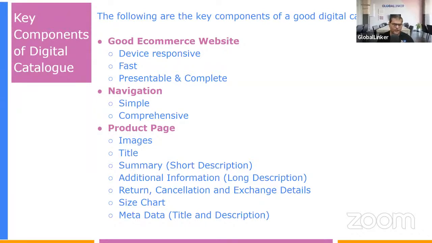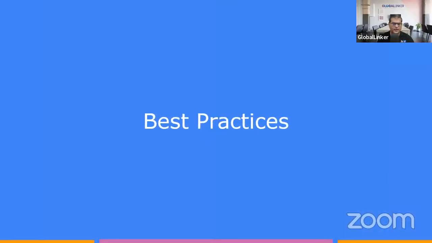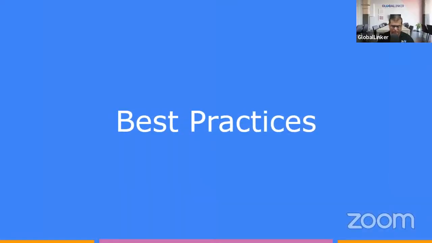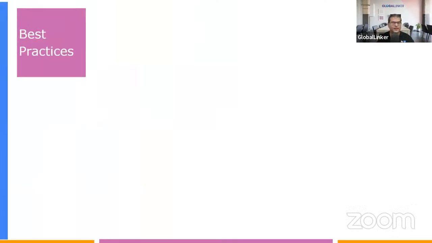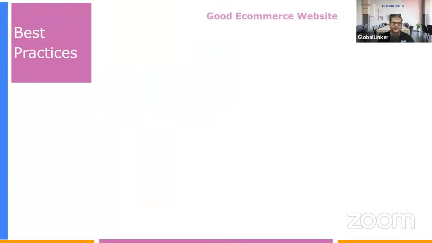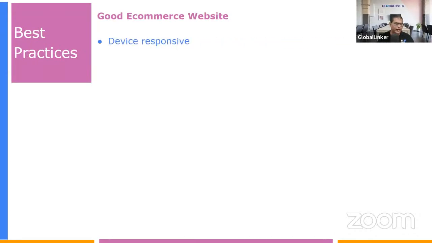So you can see this is the construct of a good digital catalog. I'll now be taking you through each point and sharing best practices with respect to each of them. So let's get started. Let's understand the best practices, and we'll start with the e-commerce website. With respect to the e-commerce website, the first point is device responsive.